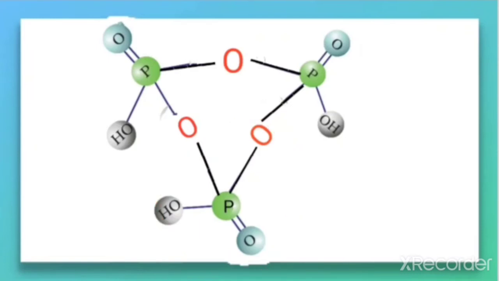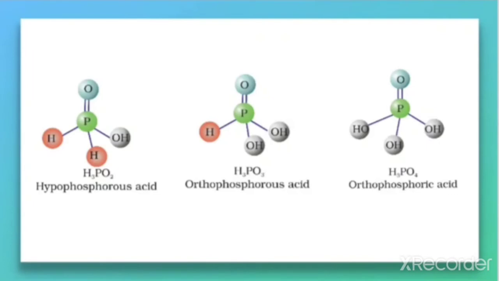So this is the repeating part of this one. So it makes a cyclic structure here. So we'll make the structure very easily. So we have made the structure for H3PO2, H3PO3, H3PO4.